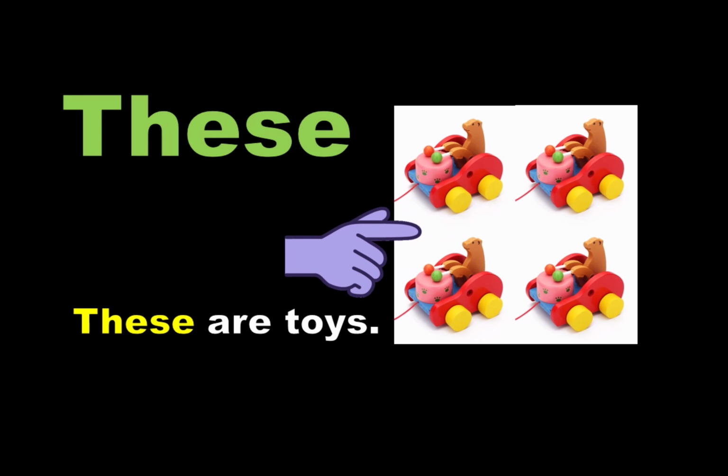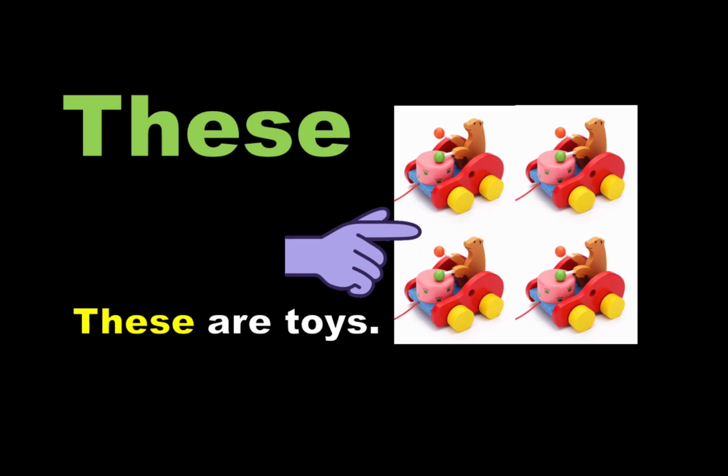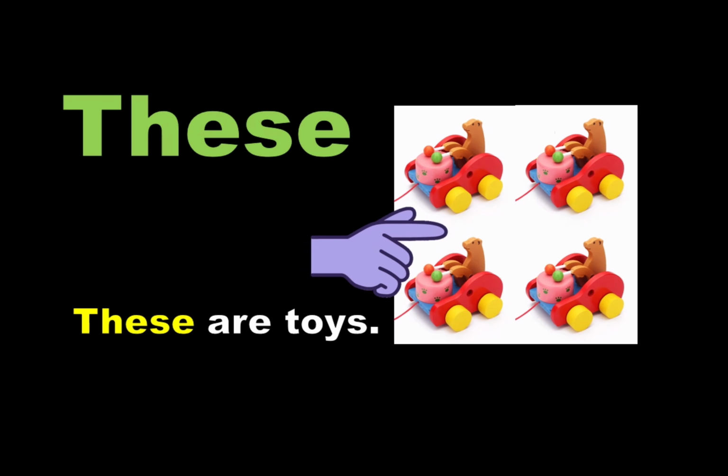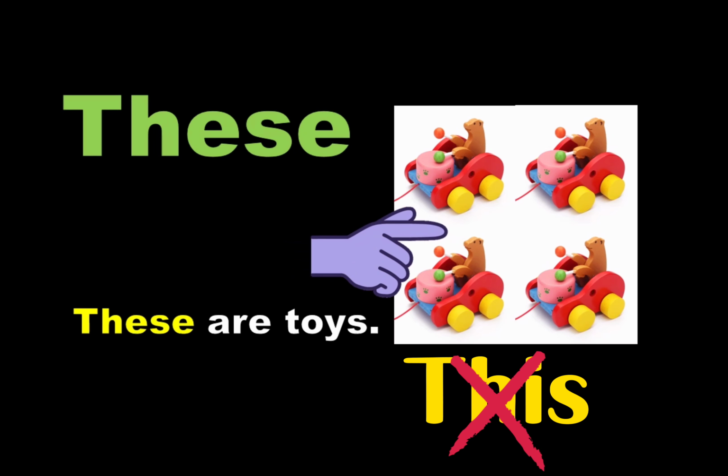Let's look at the next one. What about these? We use these when we are pointing at something that is more than one, which is plural nouns. We have more than one toy now, and they are very near to us. So we use these instead of this.